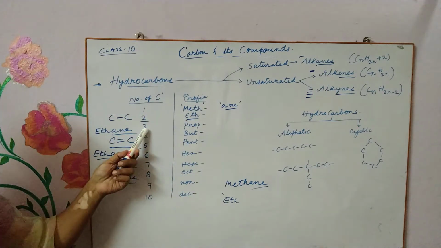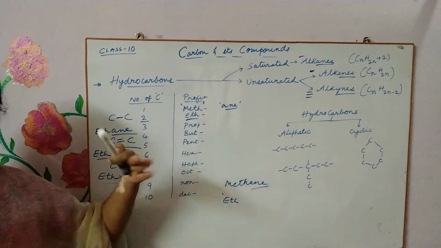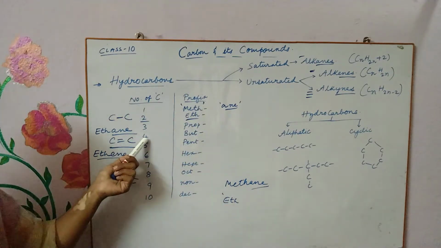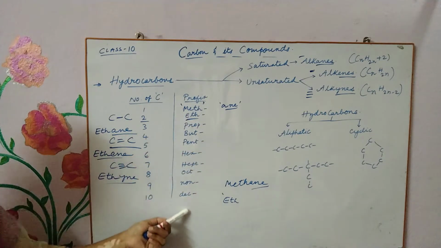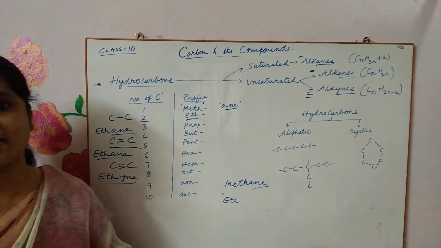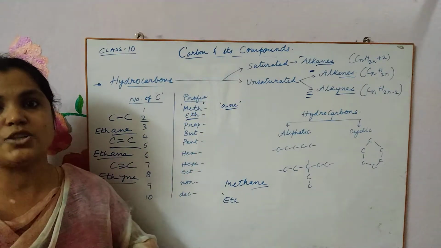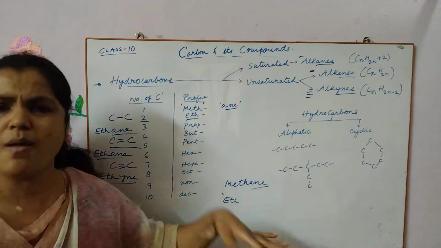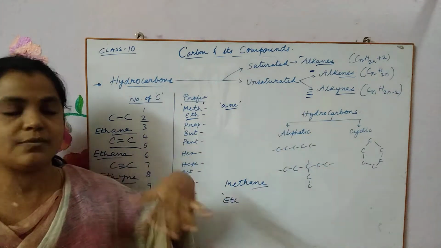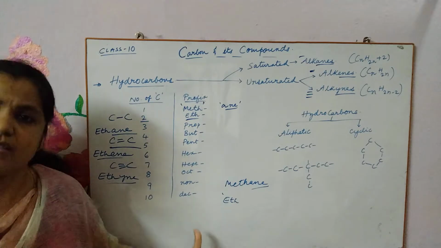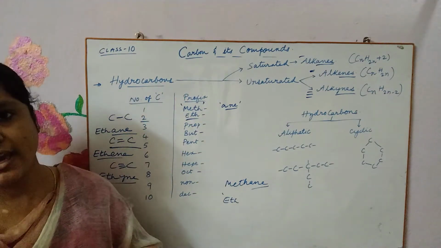If it contains three carbons, the prefix is prop. That means propane, propene or propyne. For four, butane, butene or butyne. In that way, we have n number of carbon atoms. As I told you, when I explained the versatility of carbon, it can form very, very long chain backbones, and depending on that, the nomenclature is done. It can be n number of carbon atoms attached to each other.